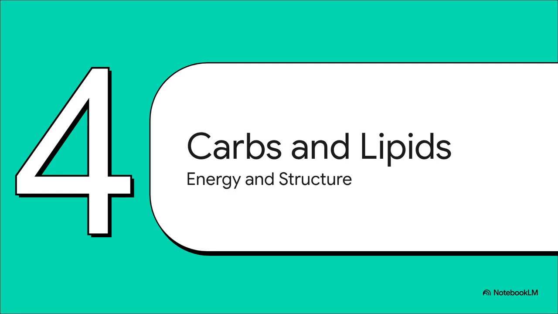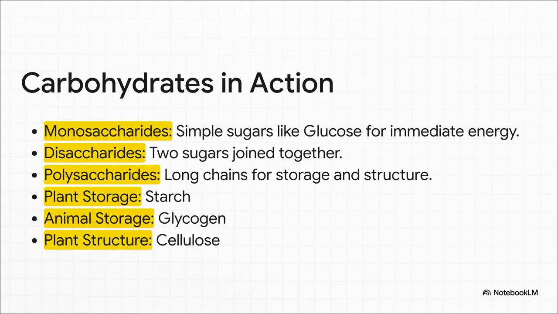These are the molecules that mostly deal with energy and structure, carbohydrates and lipids. So carbohydrates can be really simple or incredibly complex. The most basic unit is a single sugar, a monosaccharide, like glucose. That's the immediate fuel for our cells. Now, when you link a bunch of these together, you get a polysaccharide.